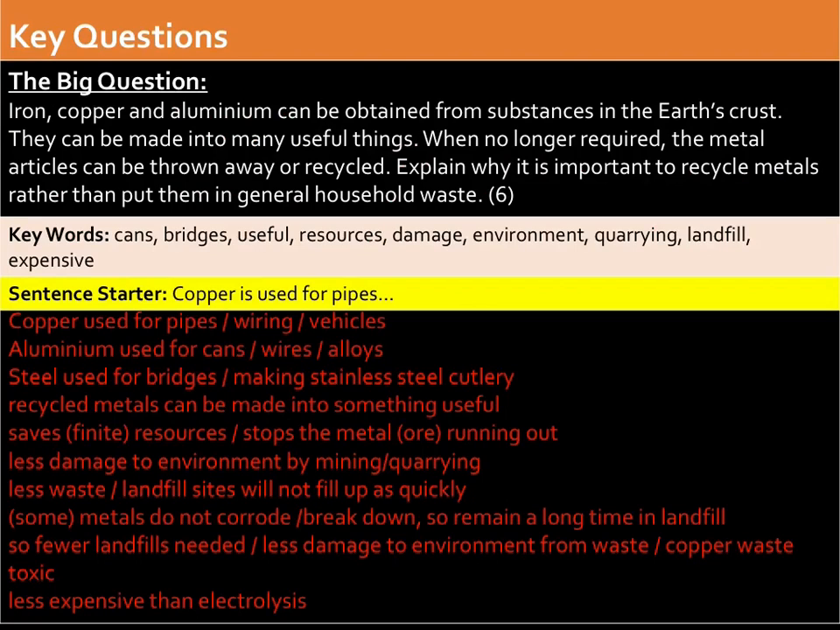So, what could we say for this? Well, copper is used for pipes, wiring and vehicles, aluminium for cans, wires and alloys or aeroplanes, and steel is used for bridges or stainless steel cutlery. Recycled metals can be made into something useful. This reduces the amount of finite resources, stops the metal ore running out, less damage to the environment from mining or quarrying, less waste in landfill sites so they're not going to fill up as quickly. Some metals do not corrode or break down, so they remain in landfill a long time. Fewer landfills are therefore needed, less damage to the environment from waste, especially copper waste, which is toxic, and it's a lot less expensive than carrying out electrolysis or reduction.